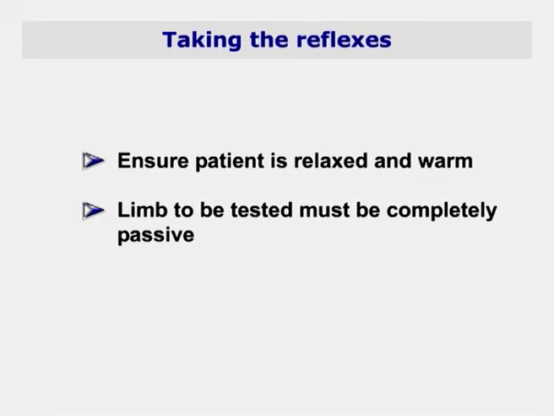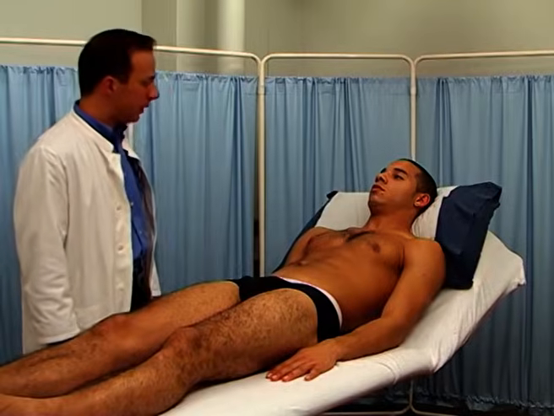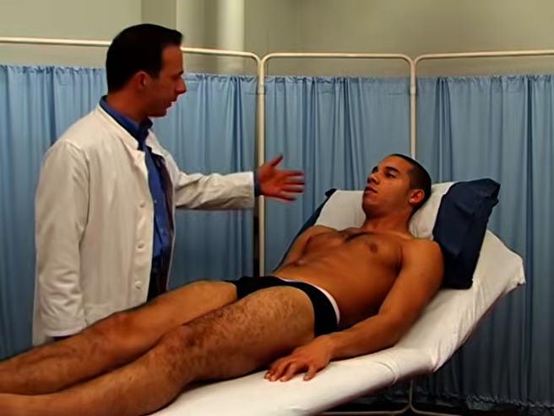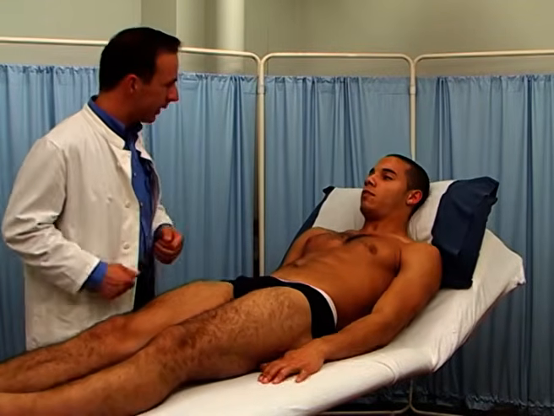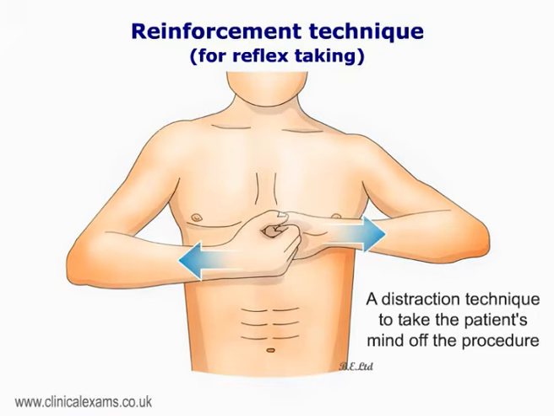During all stages of the reflex testing, the patient must be relaxed, warm, and the limb to be tested completely passive. Talking to the patient helps to distract their attention. If you are unable to obtain a good reflex, use the reinforcement technique. For instance, get the patient to lock their fingers and to try to pull them apart. Alternatively, ask them to clench their fist or to point their toes as you elicit their reflex on another limb.